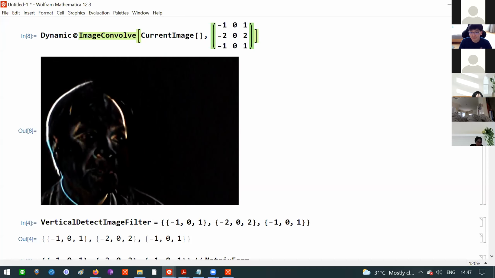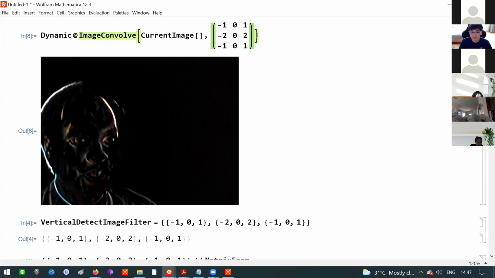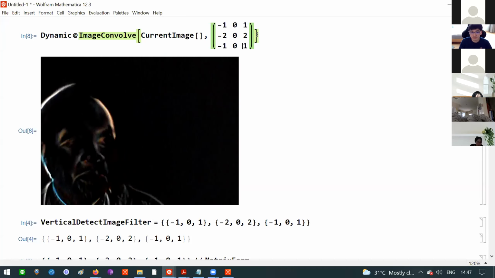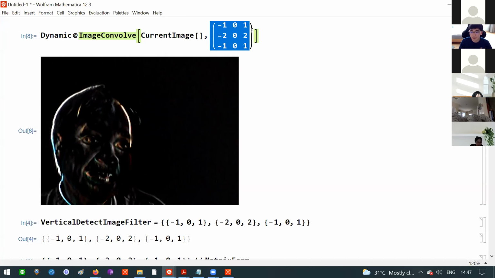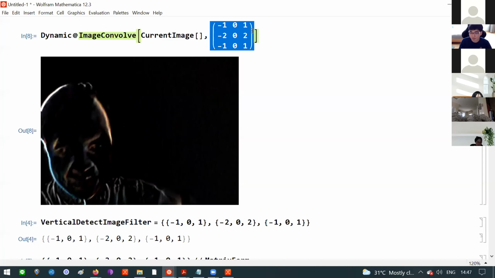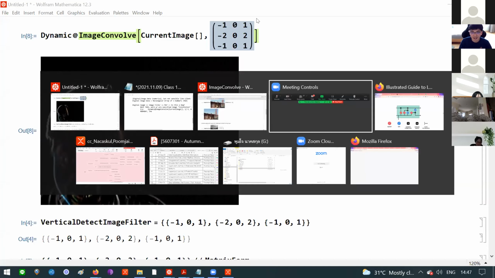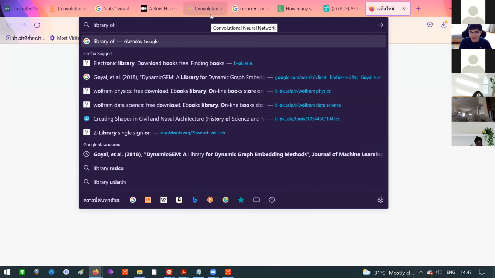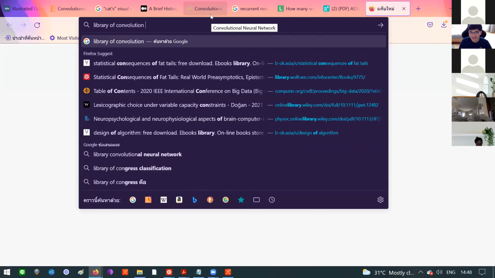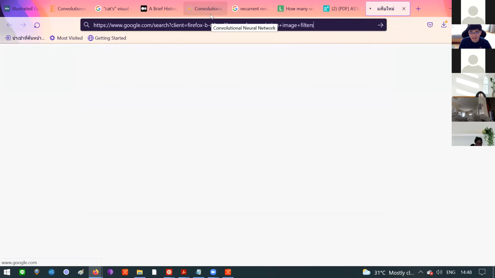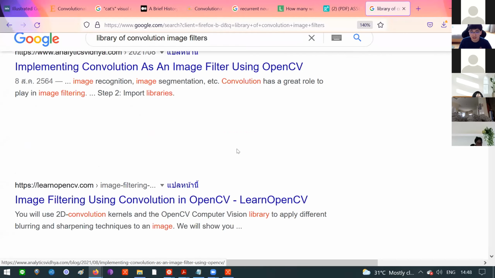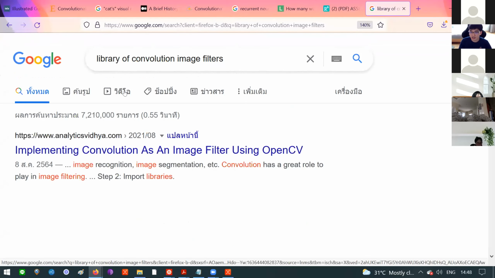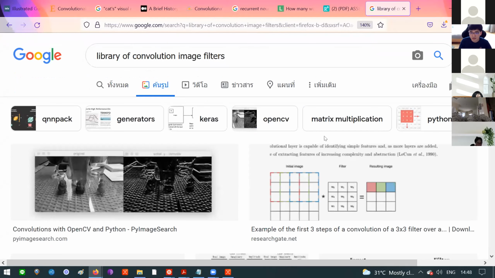The problem is you have to choose which pixel to process. You want to get vertical. So these are well designed. This is like a library. If you go to the internet, you see something like a library of convolution image filters. A whole bunch of them.